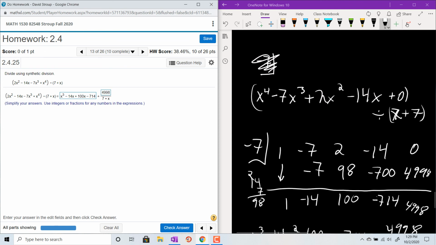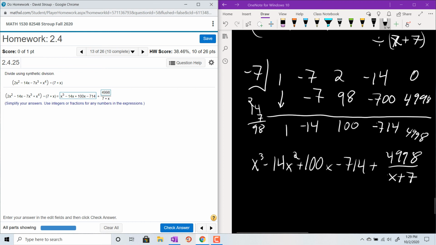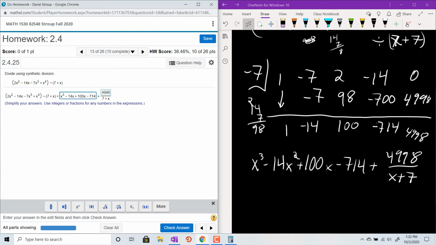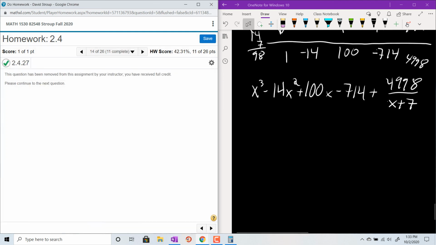Did I copy it right? x to the 4th minus 7x cubed plus 2x squared minus 14x plus 0. That's good. 1, negative 7, 2, negative 14, 0. And there's negative 7, negative 7, negative 7, negative 14. 7 times 98. Oh, I typed it in wrong. I forgot to put the square in there.